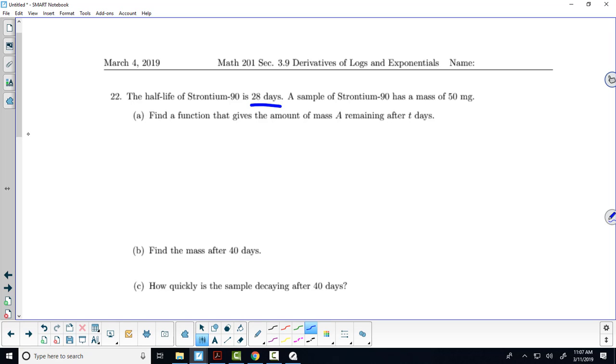Okay? A sample has a mass of 50 milligrams. Let's build a function that tells us the amount of mass A remaining after t days. Okay? Well, I didn't say this, and I should have added this, that it decays proportional to the amount left.